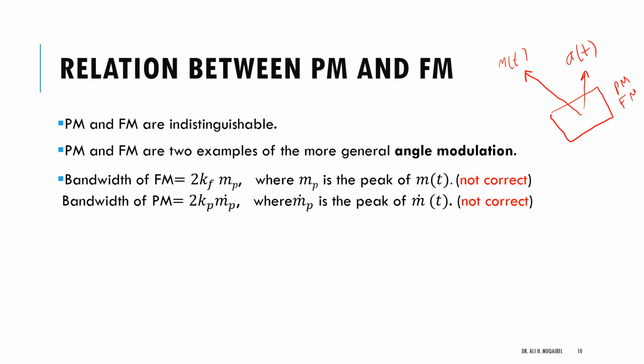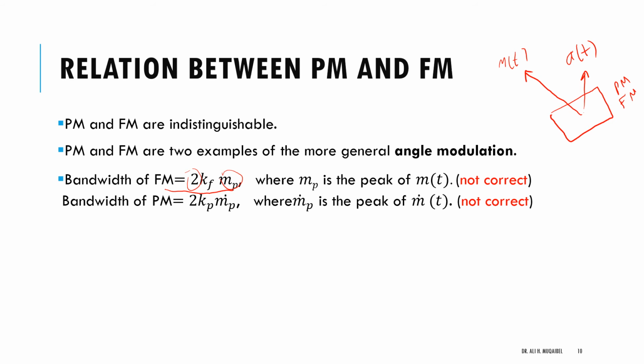I just would like to warn you that we started assuming that the bandwidth of FM is going to be 2 kF times MP. 2 because we are changing on the right and left. We're increasing the frequency, decreasing the frequency. MP is the peak of the message. kF is the proportionality constant.